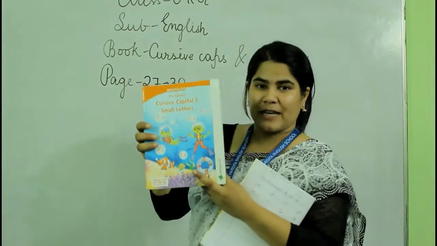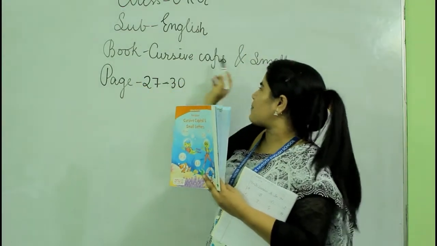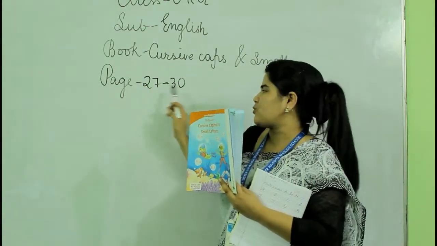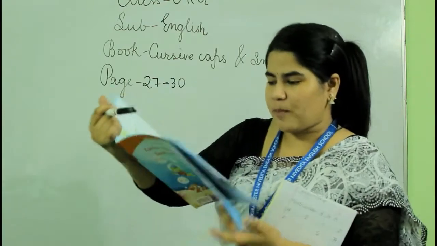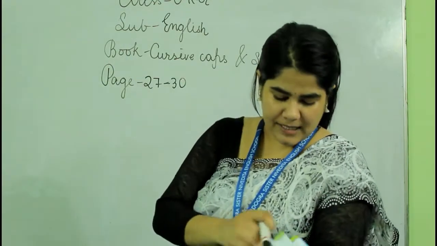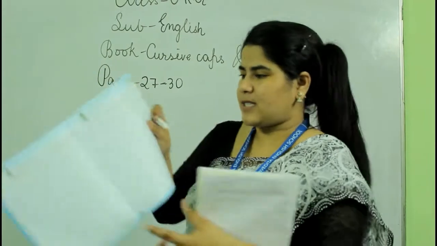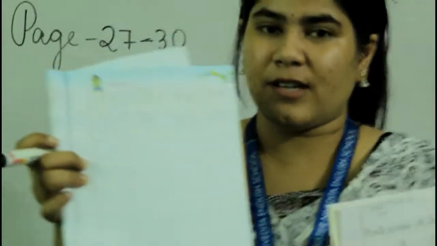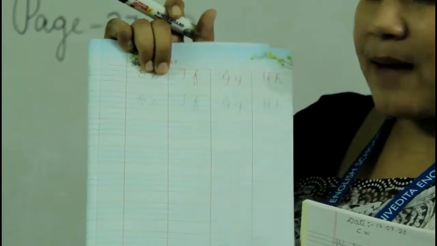So this is the book that we are going to follow today. Cursive, capital and small letter book, page 27 to 30. If you open to page number 27, what you will get is, let me show you. This is the thing that you will get. We have already started in our exercise book also, and this also, that is cursive, caps and small.